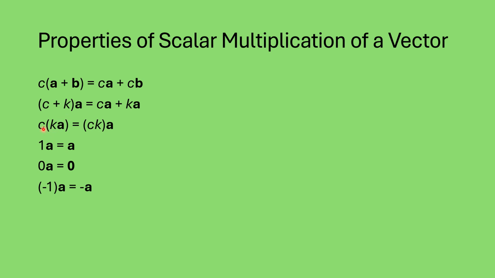Now if we have these same two scalars, c and k, and they're multiplied, in this case c times the quantity k times a is just equal to c k times a. We have the case where we use 1 times a, it's just an identity, it's equal to itself. 0 times a zeroes it out, we get the null vector. And -1 times a just changes the direction, doesn't change the magnitude.